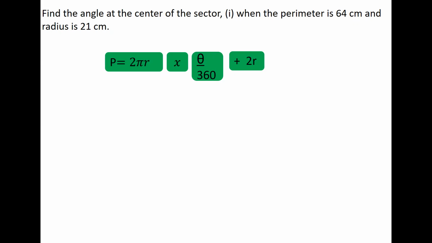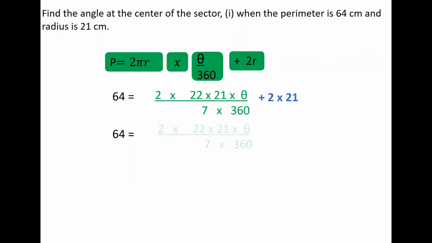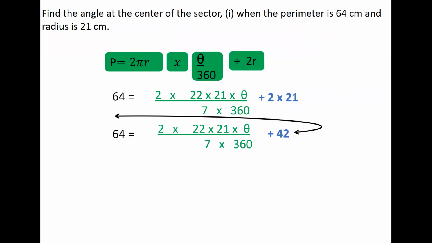Okay. Very good. So apply the perimeter, which is 64 equals pi r, theta, the unknown variable, over 360, plus 2r, 2 into 21. So 2 into 21 is 42. That moves to the other side, so the sign got changed. 64 minus 42.